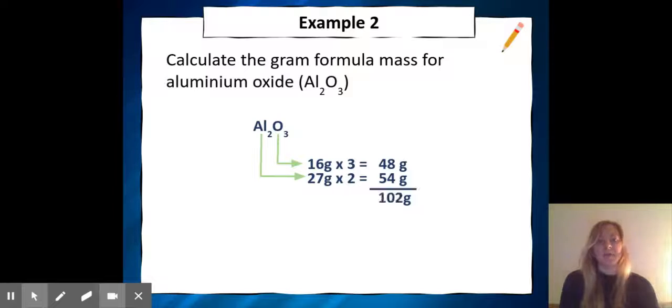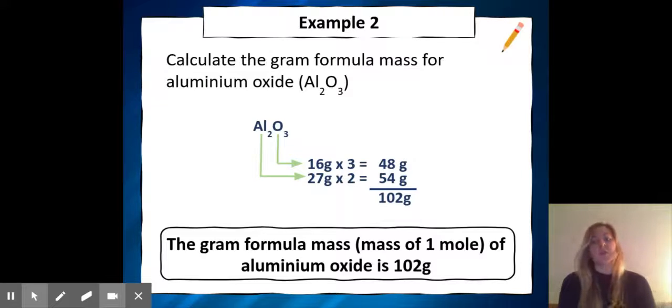Add them together and we end up with 102 grams. So the gram formula mass, or mass of 1 mole of aluminium oxide, is 102 grams.